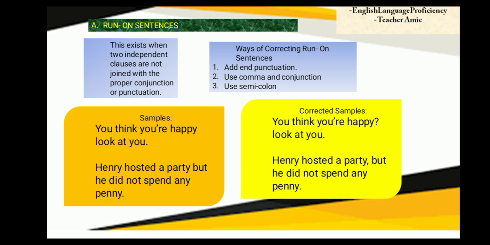So, since these sentences do not have proper conjunction or punctuation, you can just correct them by adding punctuation, using the right comma or right conjunction, and use semicolon. Examples: You think you're happy, look at you. So, parang it's run-on. There are independent clauses here, but they are not separated, so you cannot get the point of the sentence. Another thing is, Henry hosted party, but he did not spend any penny.